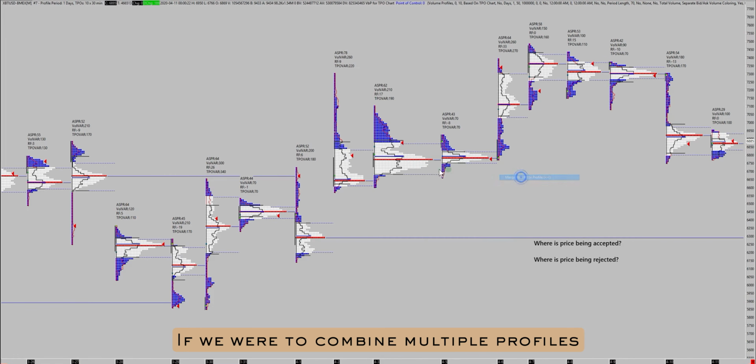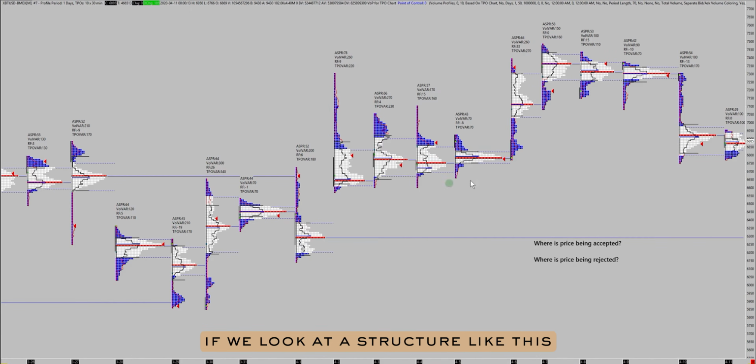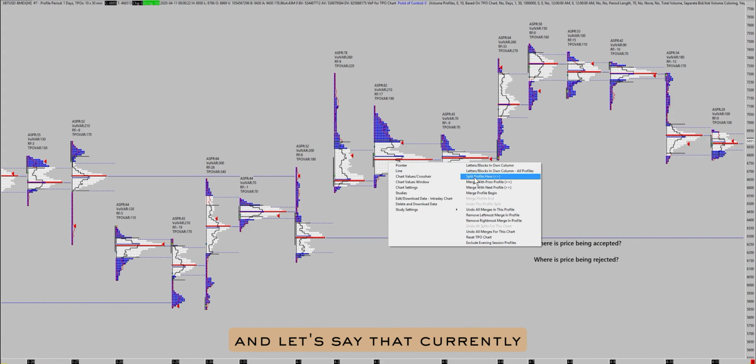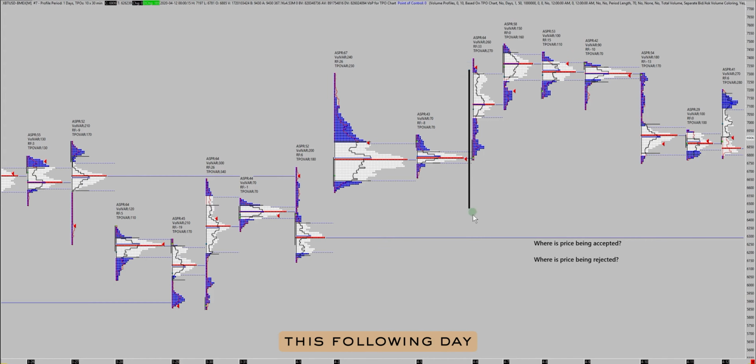If we were to combine multiple profiles within a range of acceptance, so remember, if we look at a structure like this, every day might not be balanced, but we could say that over the course of these 4 days, price was in relative agreement within a range. So when we look at this structure, and let's say that currently we are closing out this day right here, let's imagine that the following day, none of this has transacted. When we look at how we are in relation to the prior structure, we could see that we're still in a generally accepted area. We're still within fair value. Nothing really has changed. And from this area, we wouldn't be looking for any kind of significant change to occur.